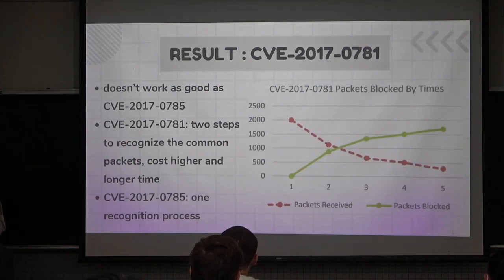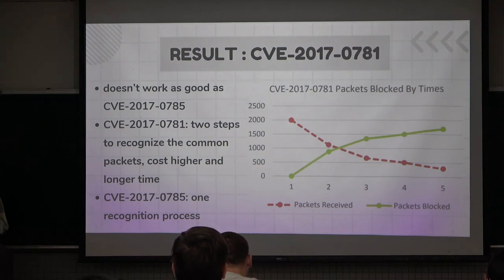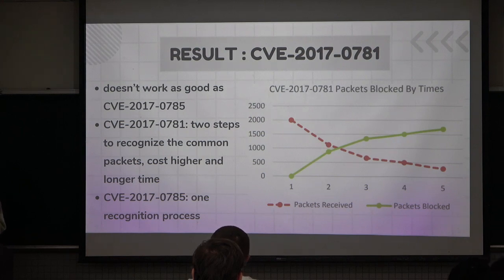Then we can see the experimental result of the algorithm. The packets blocked have an increase along with the times, but the increase is not as obvious compared with the previous one. Since this filter has 2 steps to recognize the common process, this filtering process costs higher and longer time than the first filter. However, under the defending process of the loophole, this part of the filter has a higher utility.